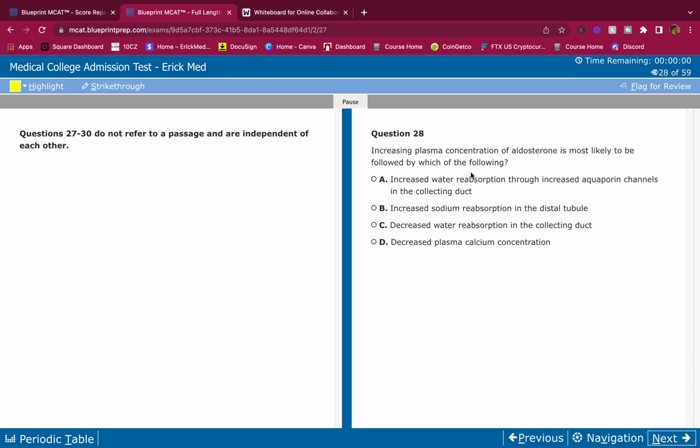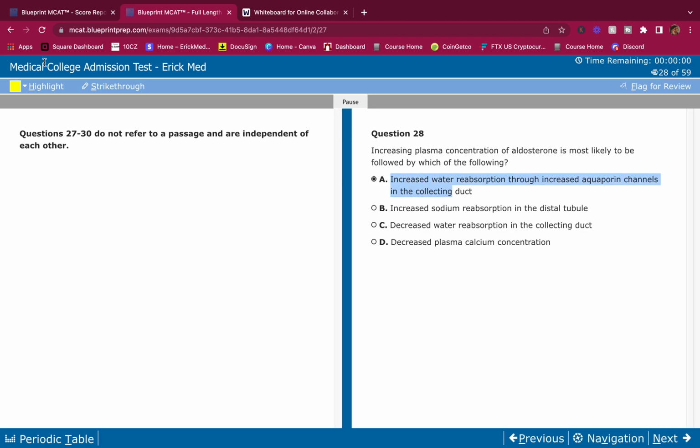Increasing plasma concentration of aldosterone is most likely to be followed by which of the following? Aldosterone is going to save salt. Aldosterone increases sodium reabsorption in the DCT, the distal convoluted tubule. And because it reabsorbs sodium, water is going to follow it. Okay, A, increase water reabsorption through increased aquaporin channels in the collecting duct. No, that is what ADH does. ADH, antidiuretic hormone, does this.